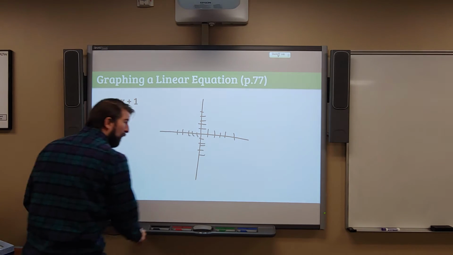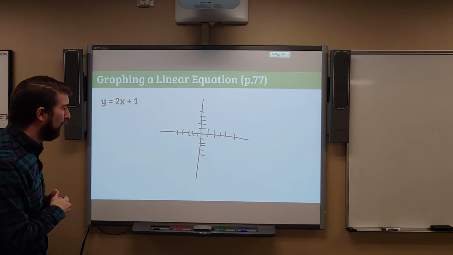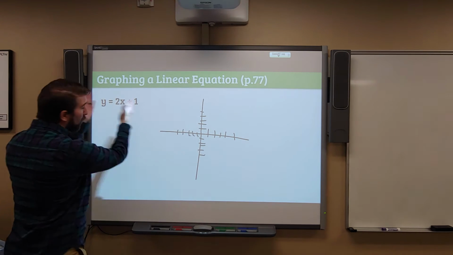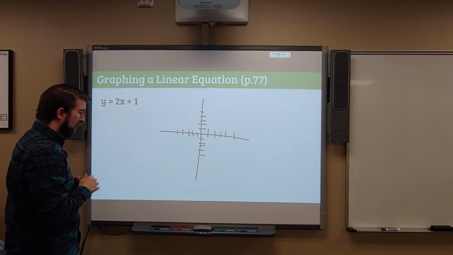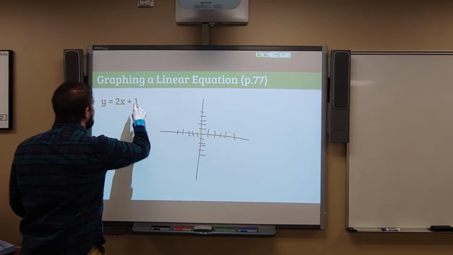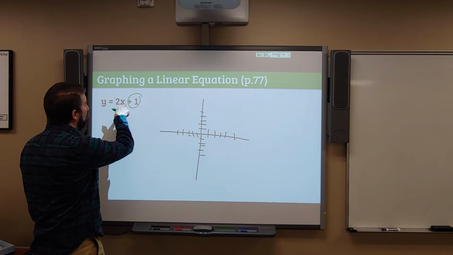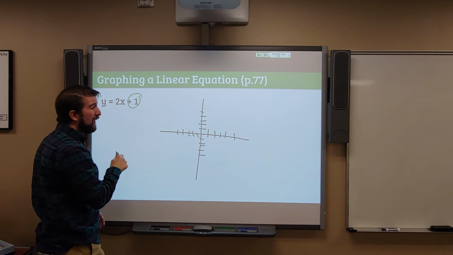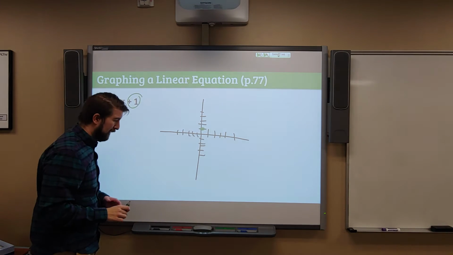All right, so when we graph from slope-intercept form, once again, this should be review. We're going to start from the right and work our way back to the left. And we need 2 points to graph a line. So the first point that we're going to graph is the y-intercept, okay? So I'm going to go to +1 on the y-intercept. That's my first point.